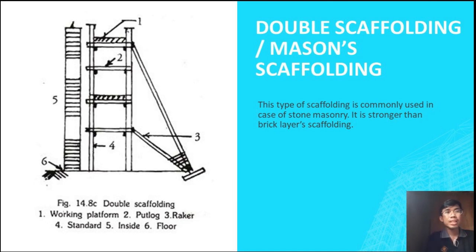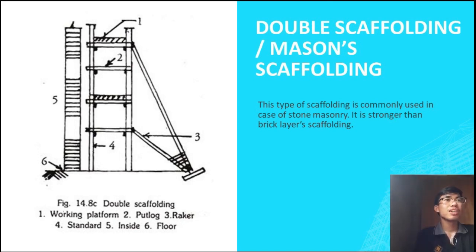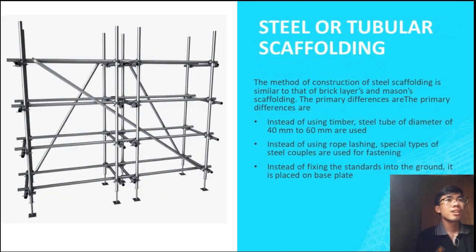In the case of bricklayer scaffolding, one end of the put logs is fixed with the wall. But in double scaffolding, put logs are not fixed with the wall. Put logs are supported at both ends on ledgers. Therefore, mason scaffolding is completely independent of the wall surface, and there is no need to make any hole on the wall surface.